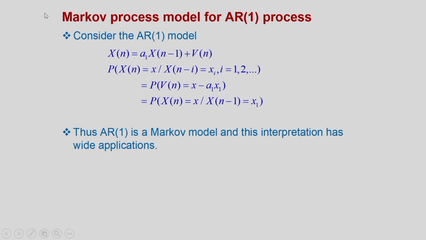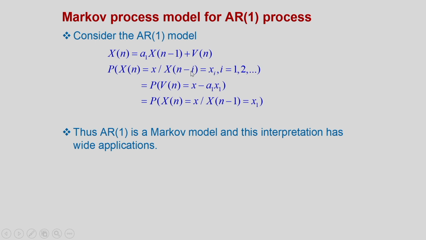Now, one important interpretation of the AR process is as a Markov process. Consider the AR1 process, that is x[n] = a1 x[n-1] + v[n]. Then the probability of x[n] = x, given that x[n-i] = xi, i = 1 to 3 etc., all these being given. Then I know that this is the same as the probability of v[n] = x - a1 x1, because when I put x[n-1] equal to x1.